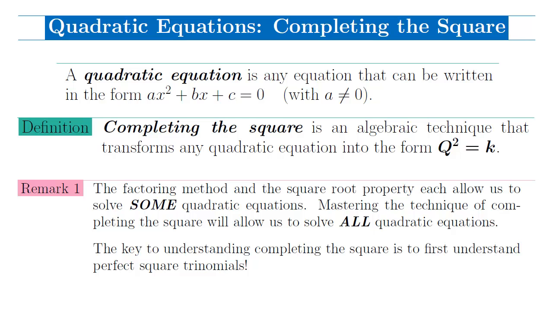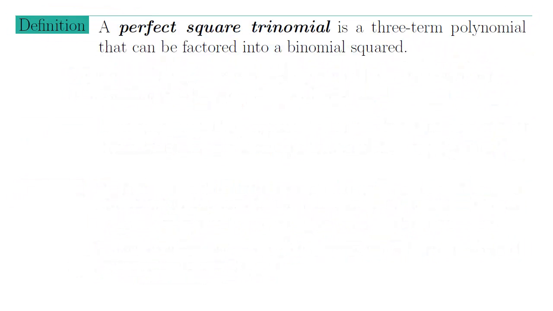To begin, the key to understanding completing the square is to first understand perfect square trinomials, and that's where we begin our discussion. Let's start with a definition. A perfect square trinomial is a three-term polynomial that can be factored into a binomial squared.